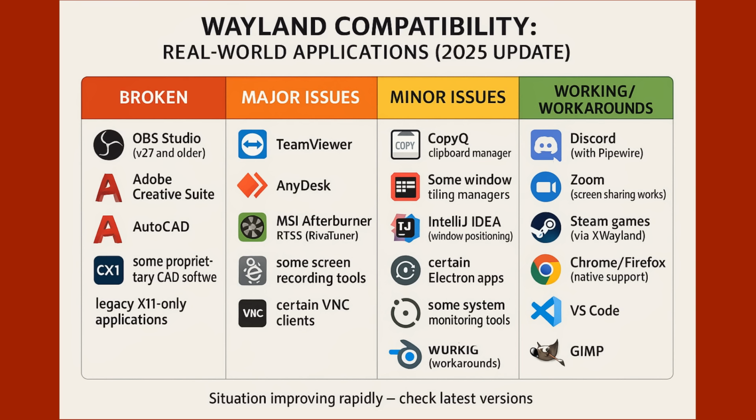Hardware compatibility can still be an issue. Older NVIDIA cards, some specialized graphics hardware, and certain input devices might have problems. The hardware support is much better than it was a few years ago, but it's not universal. Network transparency, X11's ability to run applications remotely and display them locally, doesn't exist in Wayland by design. There are alternatives like Waypipe, but they're not drop-in replacements for X11 forwarding.